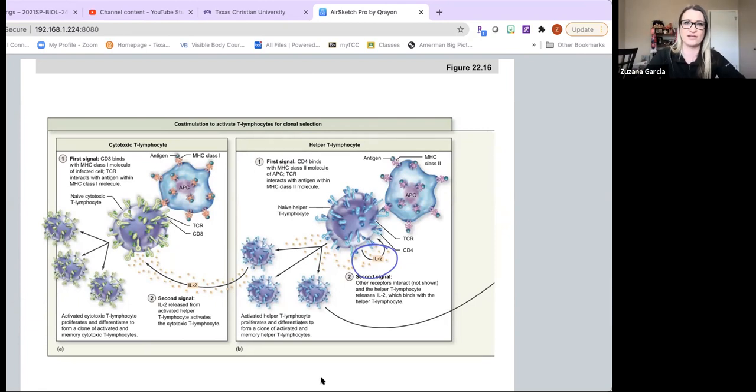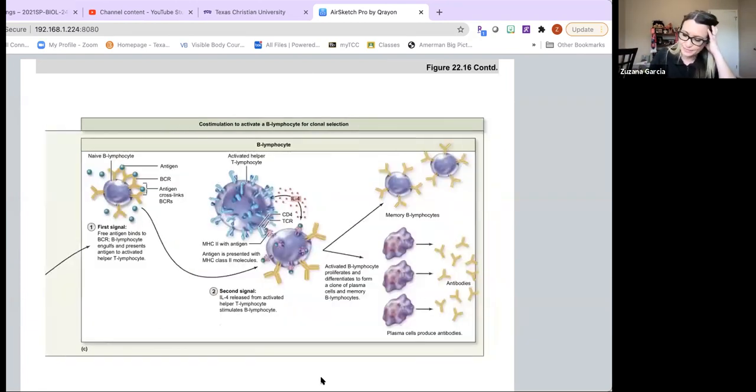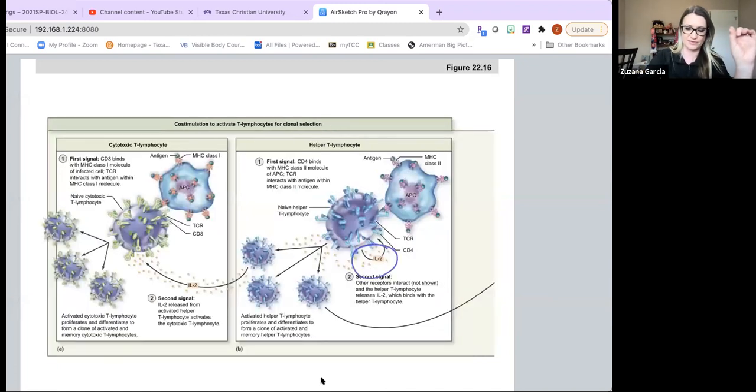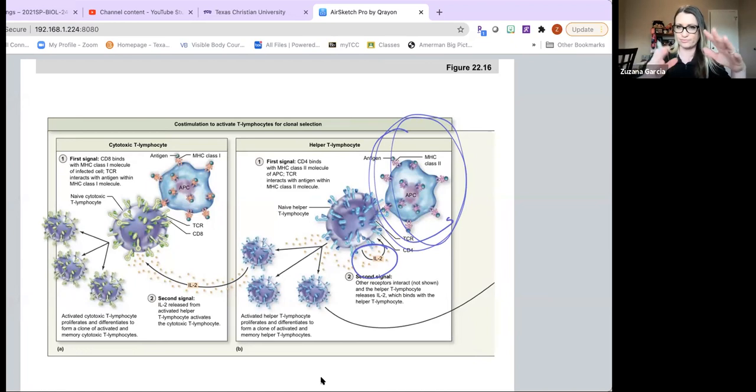I think that really helps. So let's look at the B lymphocytes. And the B lymphocytes are a little different. So this is what happens if the antigen presenting cell is a B lymphocyte. Here in this image, it just said antigen presenting cell. Okay. So we're just going to assume that that's macrophage or dendritic cell.